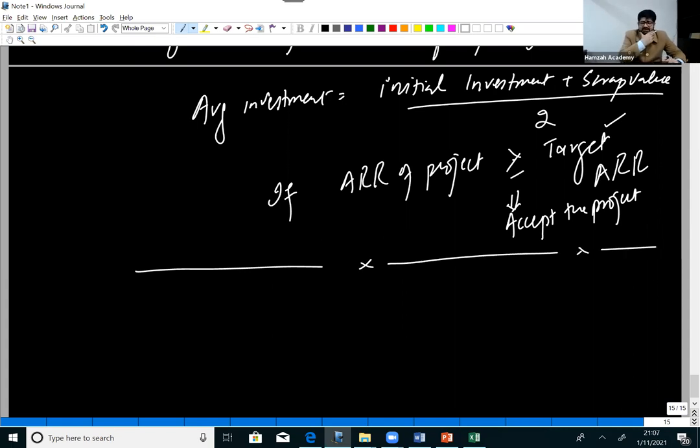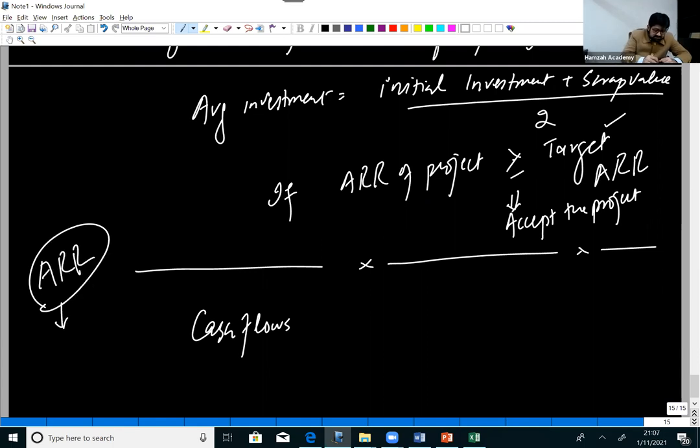Students, we have to discuss some theoretical aspects, but there is one calculation aspect. Sometimes in the exam, cash flow is given and they require us to calculate ARR. We know that ARR is profit based, and we cannot calculate ARR from the cash flows. So then how to calculate that? We need to get our profits first.